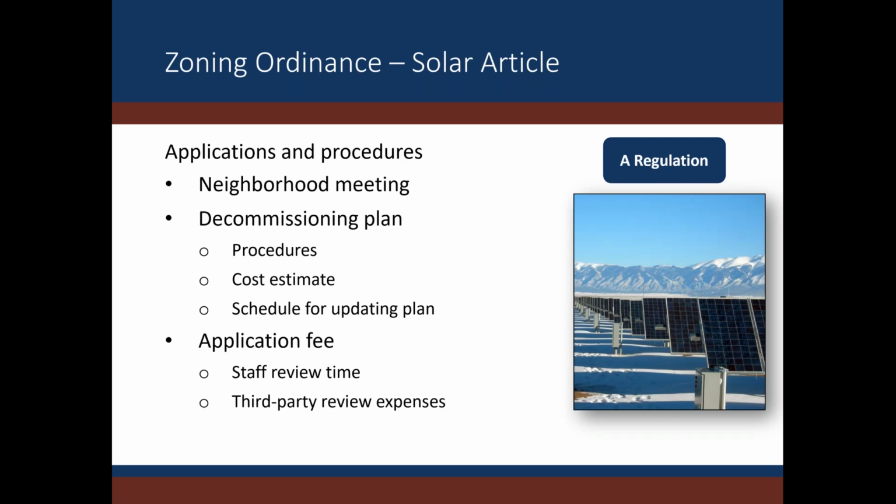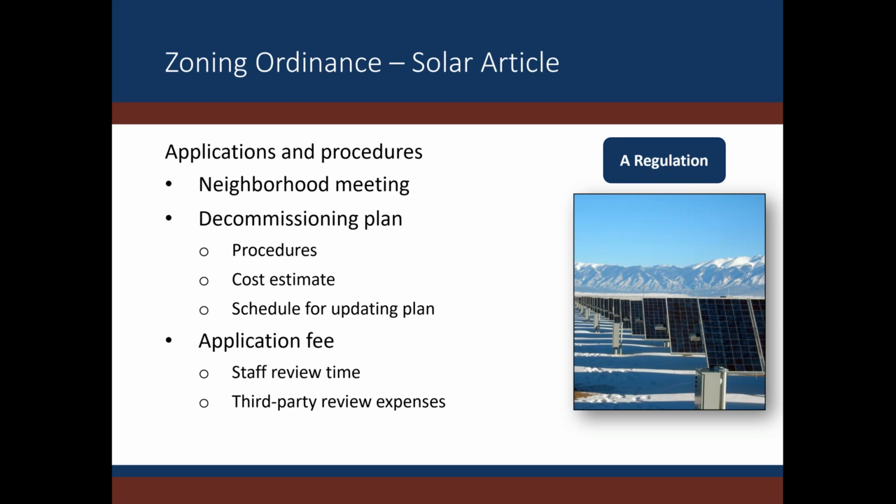The application and procedures section of the article should also require a neighborhood meeting. We have found this to be very helpful. This helps inform the community and allows them to ask questions and get to know the project prior to any public hearings. It should include a decommissioning plan, which outlines the procedures for removal of all infrastructure and the agreed upon final state of the site.